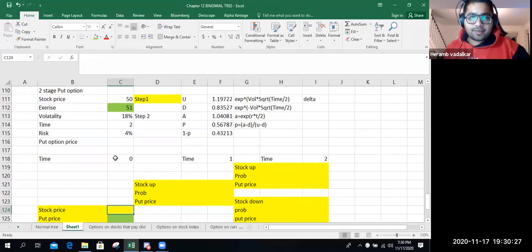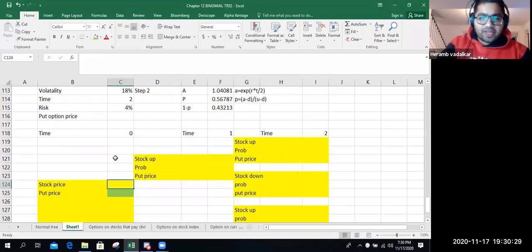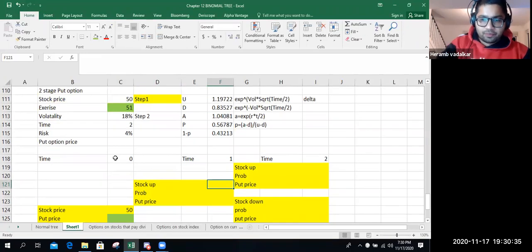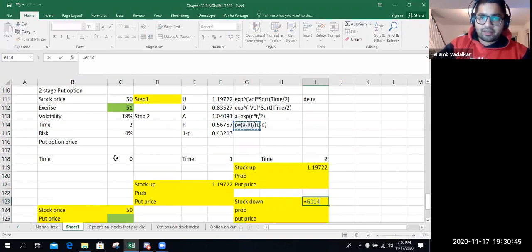First is stock price. Stock price is 50. Let's put in U. U is 1.19. So U will be 1.19 if it goes up. D is 0.83.